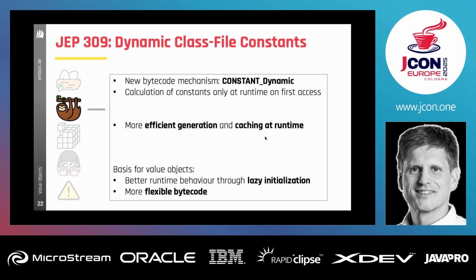Then the second one is JEP 309. It's called Dynamic Class-File Constants. So they have a new bytecode mechanism called Constant Dynamic. They want to have a kind of lazy initialization of some constants, which are calculated the first time they are used. So they don't have to be calculated at the start of the application, for example.